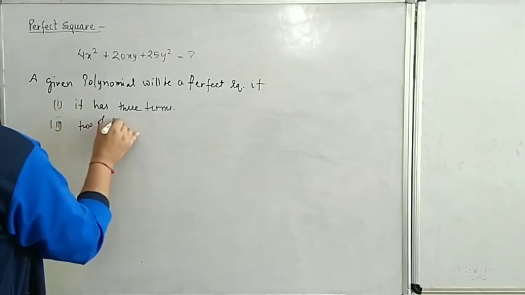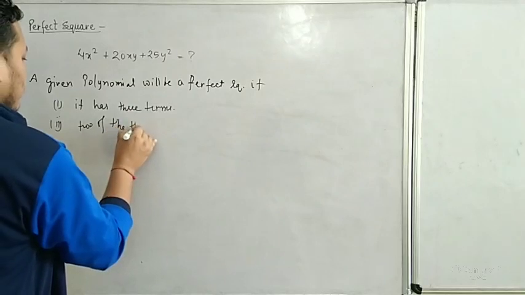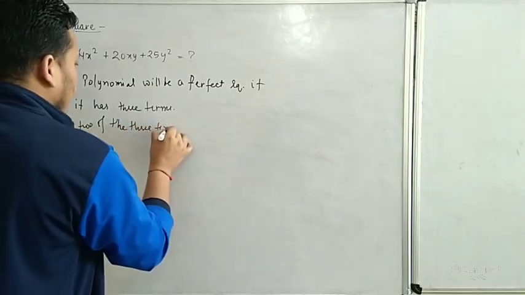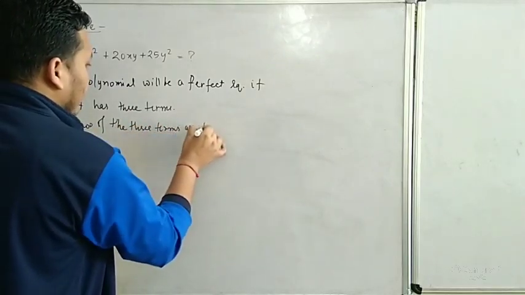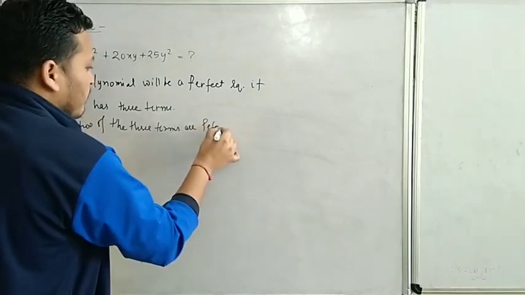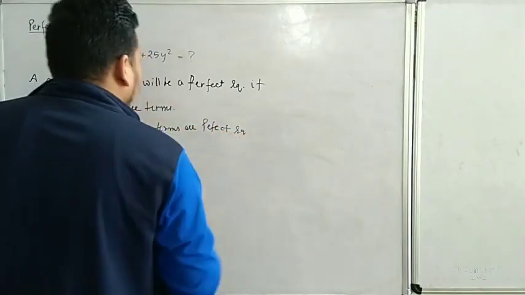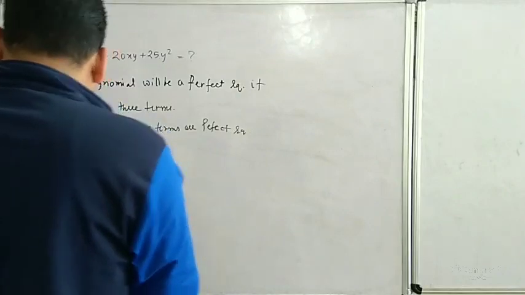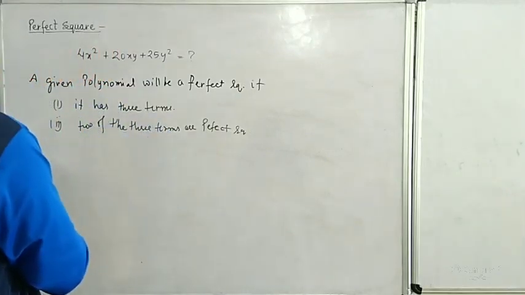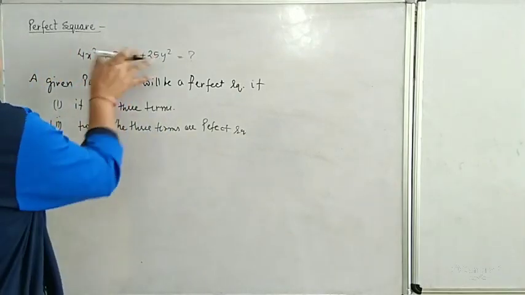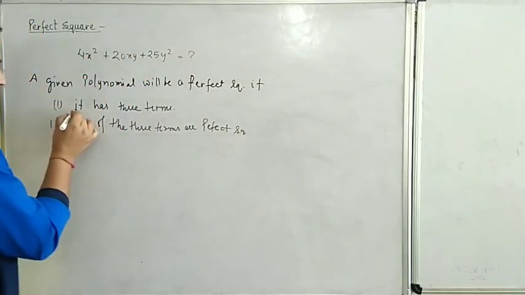Second condition is two of the three terms are perfect squares. For example, I am taking one simple example, 16... इस example को देखो. तो it has 3 terms.